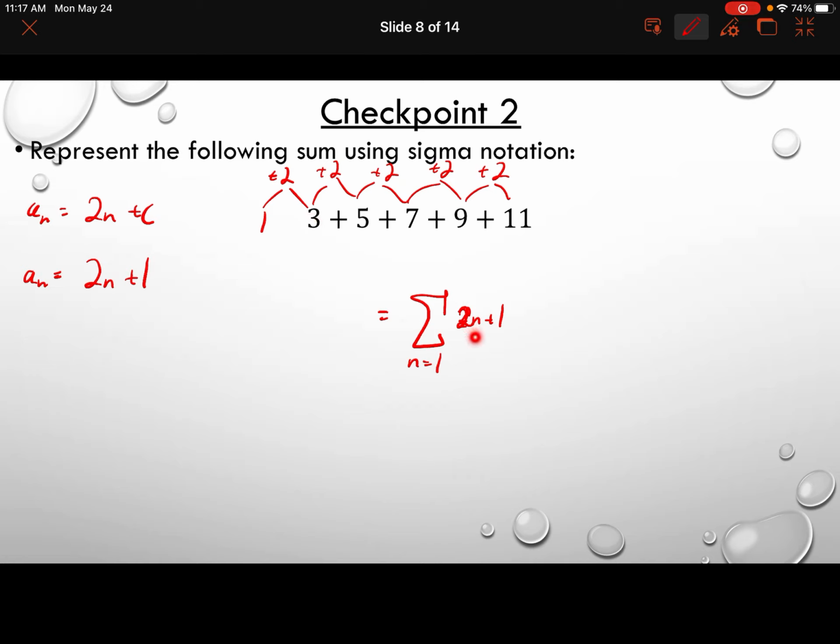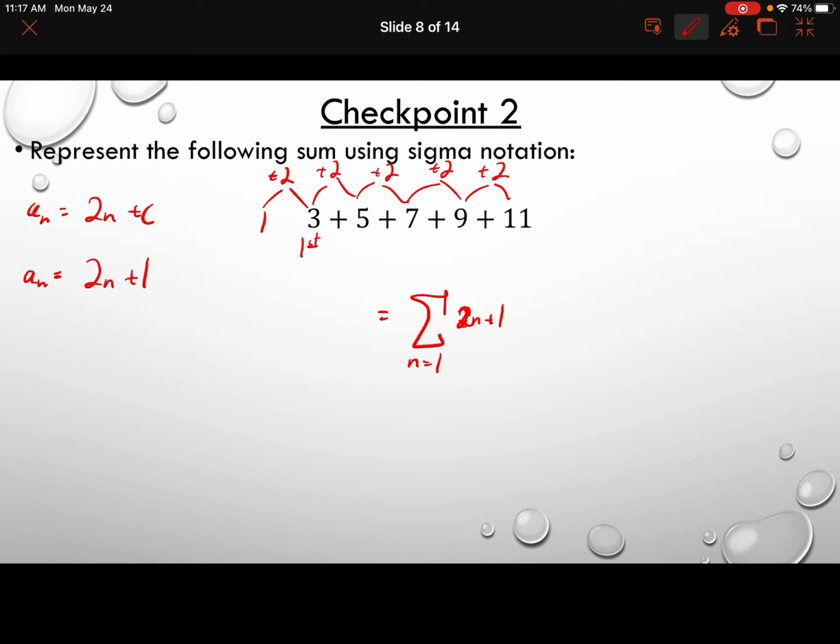Now, we can easily test this. If I plug in 1 into this expression, what do I get? Well, I get 2 times 1 plus 1. 2 times 1 is 2 plus 1 is 3. So that checks out. Okay?